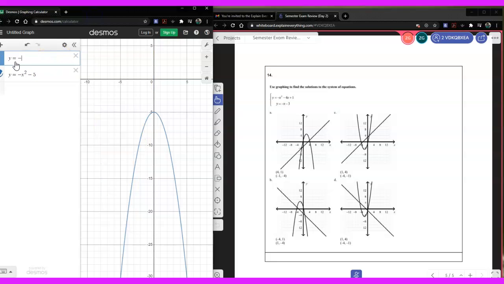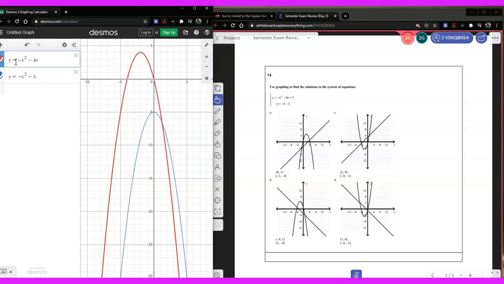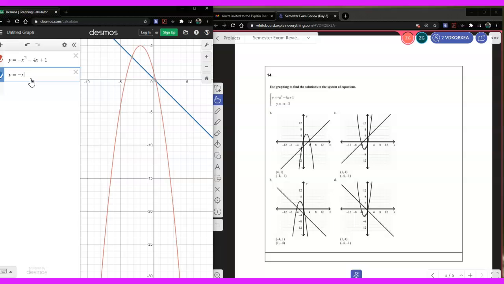We have negative x squared minus 4x plus 1. And then, of course, the other one is linear. So you have negative x minus 3. One is a parabola, the other one is linear, and then we're looking for the intersections. So it's negative 4, 1, and then 1, negative 4, so your answer is B.